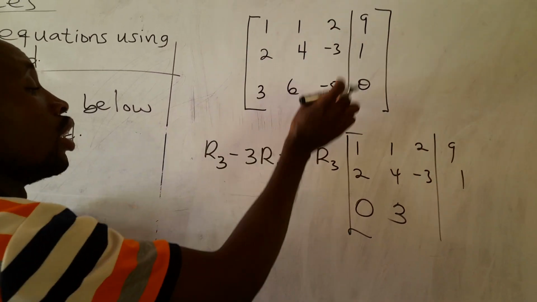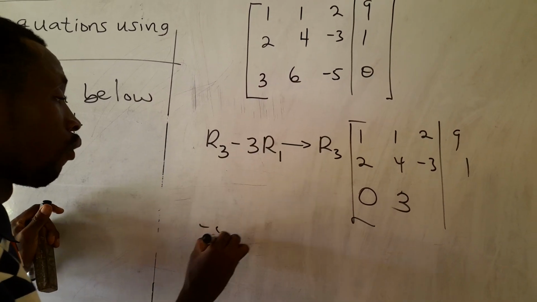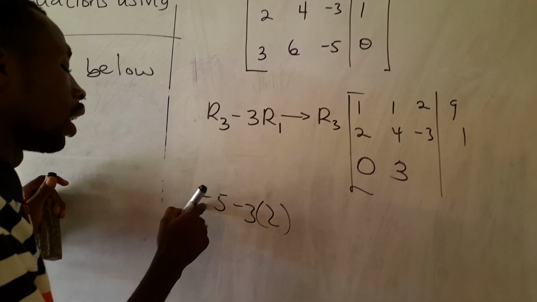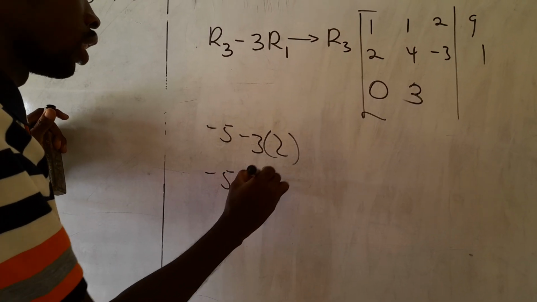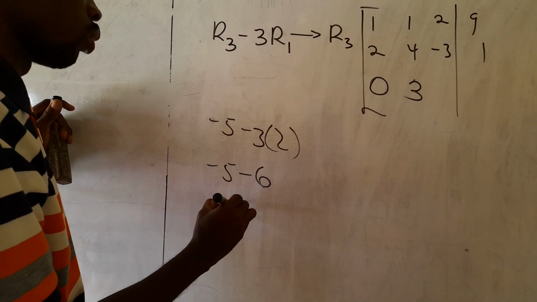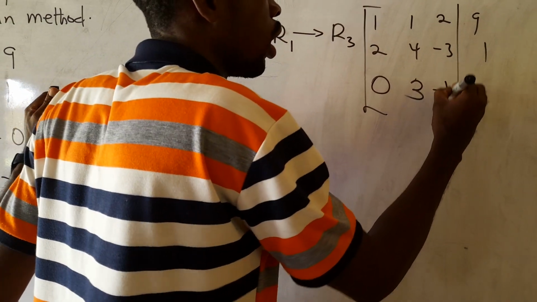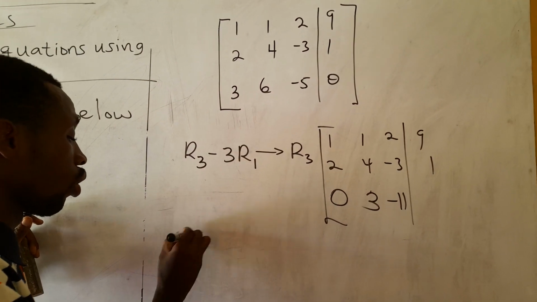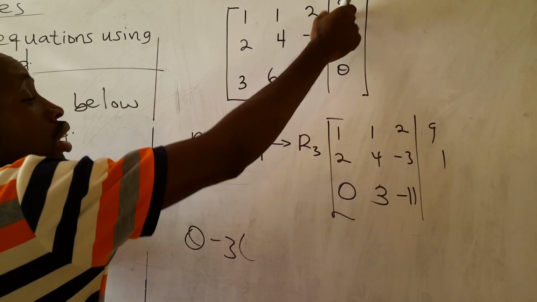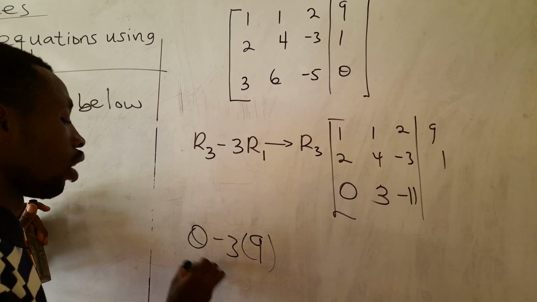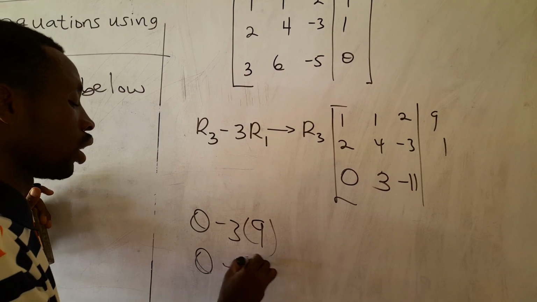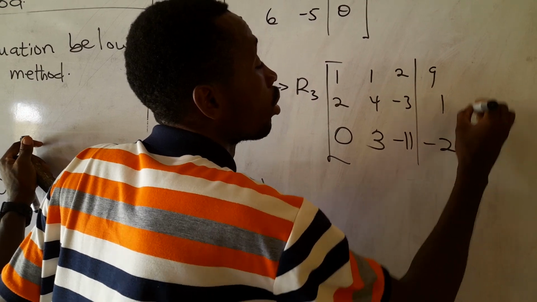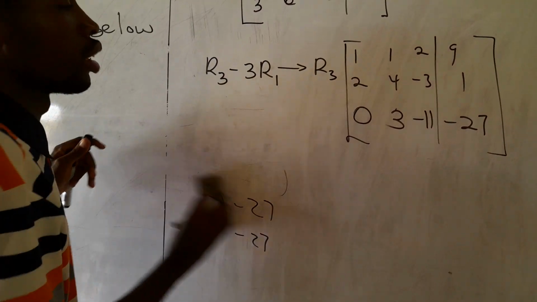We go for this and this. Our R3 there is negative 5 minus 3 times R1, which is 2. 3 times 2 is 6. Negative 5 minus 6 will be negative 11. So we put negative 11 there. The next one is this and that. R3 there is 0, minus 3 times R1. The R1 is 9. 3 times 9 is 27. 0 minus 27 will be negative 27. Write the negative 27. I hope you get that.